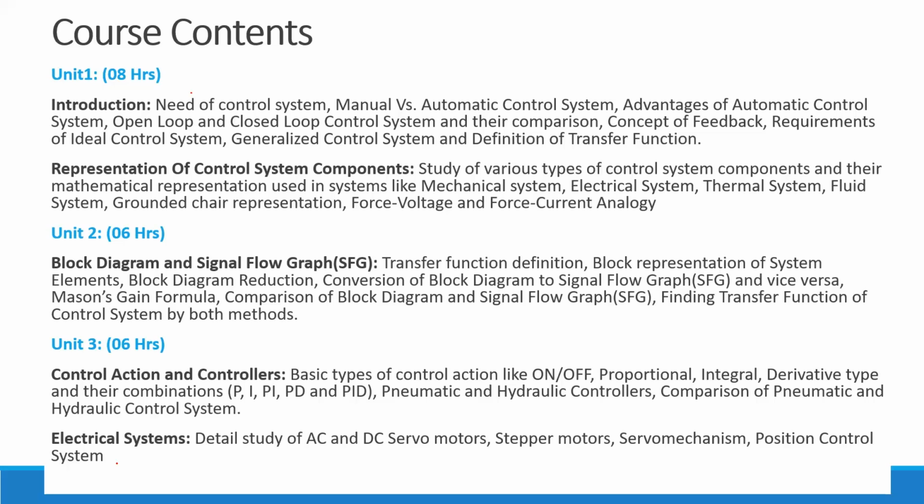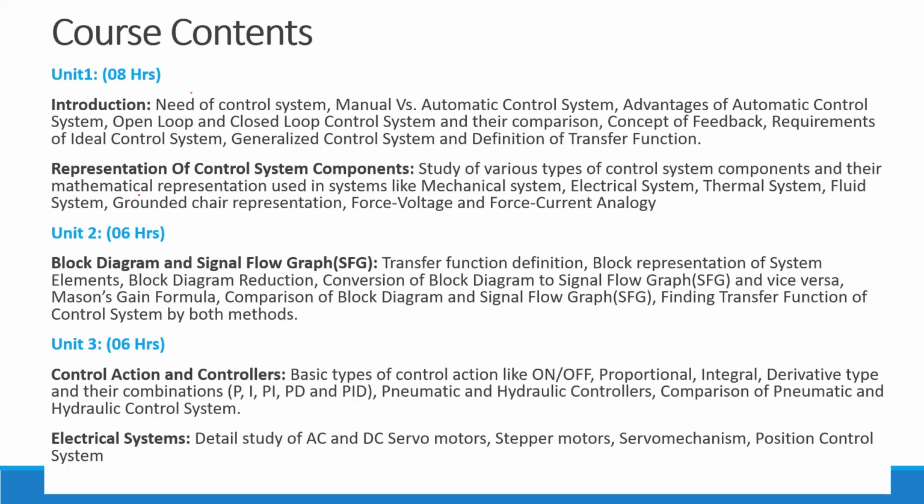So we will be studying some introductory part in this particular unit, like need of control system, what is automatic, what is manual control system, what are the various advantages of automatic control system, what is open loop, what is closed loop system, and then we will be studying the representation of control systems, like how to represent a mechanical system, how to represent an electrical system, how to represent thermal fluid system.